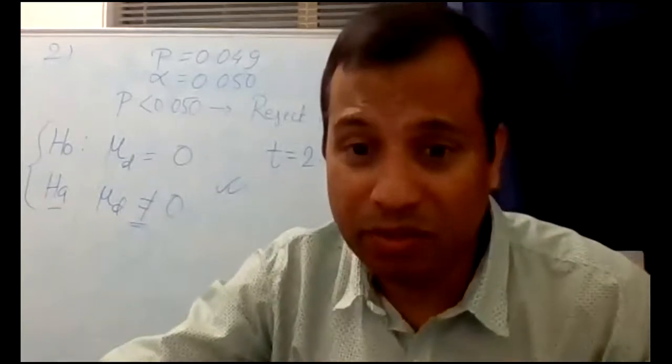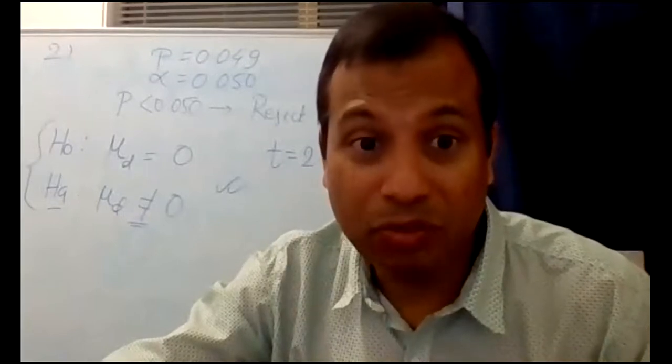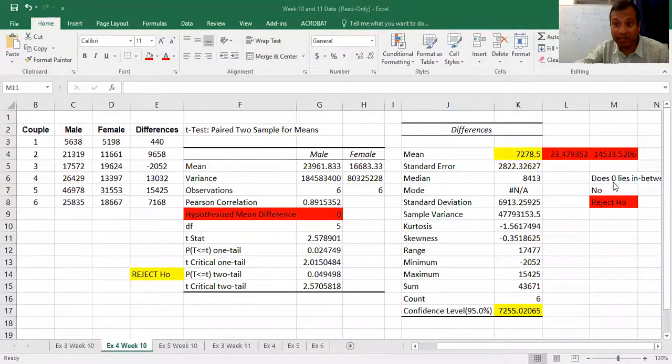Does that make sense to you? Can we do that using the interval? Can we say that we reject H naught using the CI estimation? Of course, this is a different way of justifying your claim.